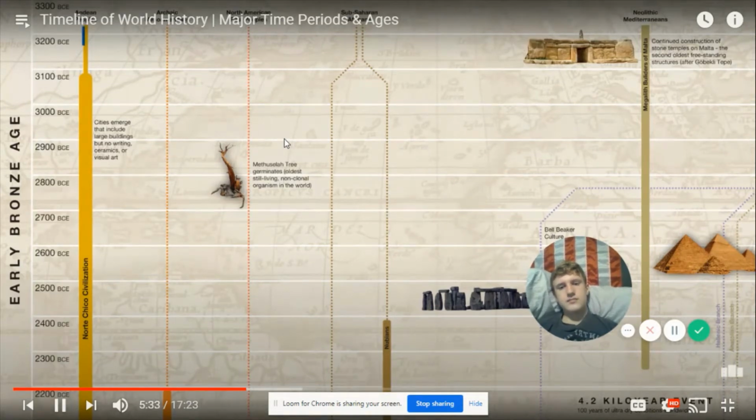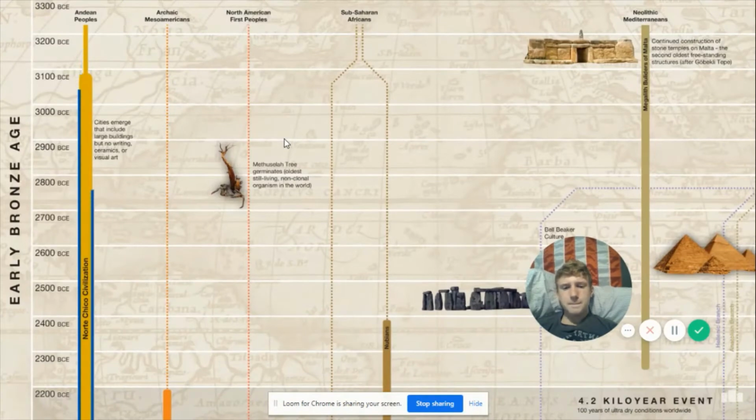Culture known as the Norte Chico civilization was thriving. But strangely, although they built large stone structures, they appear to have had no writing system and no pottery.